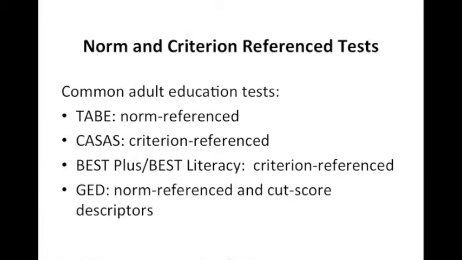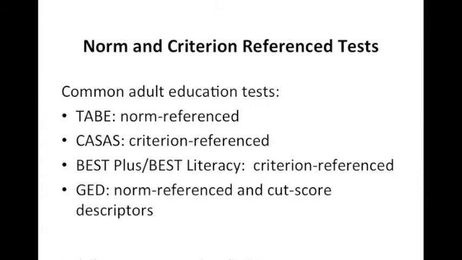Okay, so we're going to take a look at norm and criterion reference tests, the two main kinds of standardized tests that we have. The common ones in adult education are the TABE, which is a norm reference test, CASAS, which is a criterion reference test. The Best Plus or Best Literacy is a criterion reference test. And the GED, the new GED that's going to come out in 2014, is a norm referenced and a cut score descriptor test. So let me just explain.